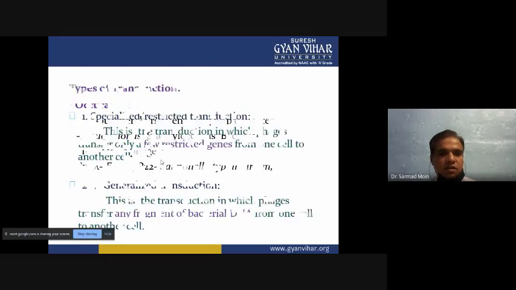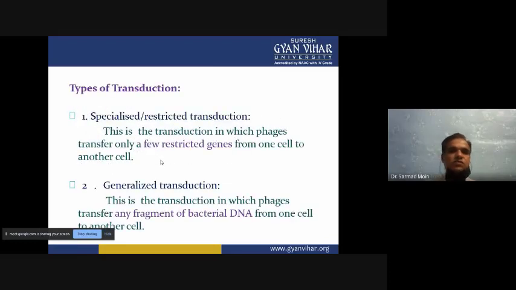Okay, then the types of transduction. Two types of transduction happen: specialized or restricted transduction, and generalized transduction. First we will see specialized or restricted transduction. In this type of transduction, the phage transfers only a few restricted genes, not every gene. Only some specific genes are transferred. So if the bacterium has these restricted genes, then only they will be transferred, otherwise they will not be able to transfer.